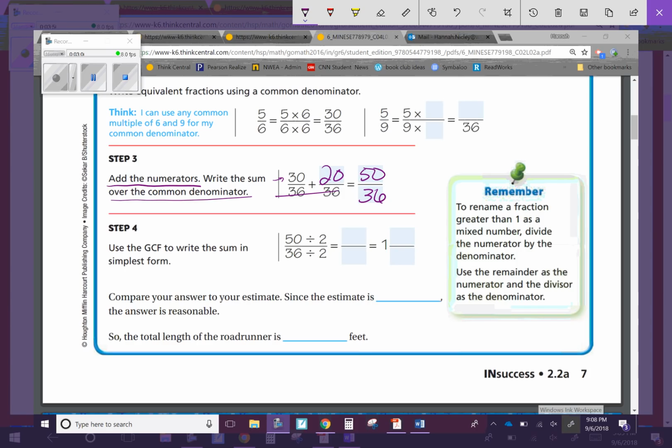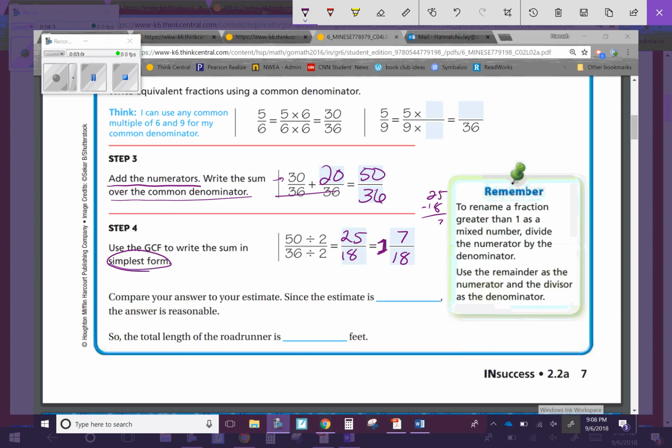And step 4 is to use the GCF to write the sum in simplest form. So the greatest common factor of 50 and 36 is 2. So we're going to divide them both by 2. 50 divided by 2 is 25. And 36 divided by 2 is 18. But now we need to write it in simplest form. 18 goes into 25 one time. And when we do that, if we take 25 minus 18, we get 7. So there's 7/18 remaining.